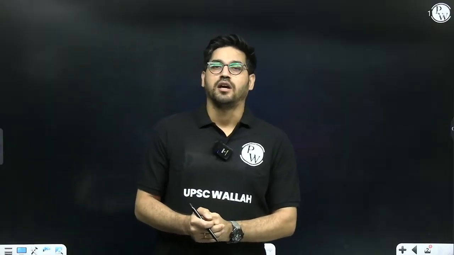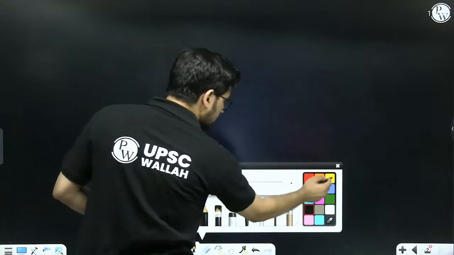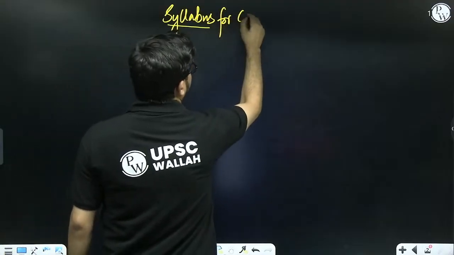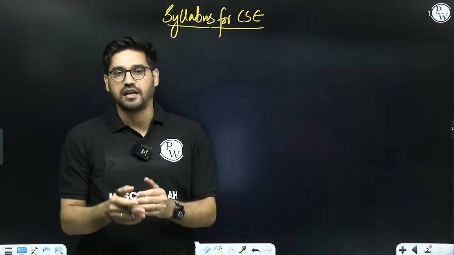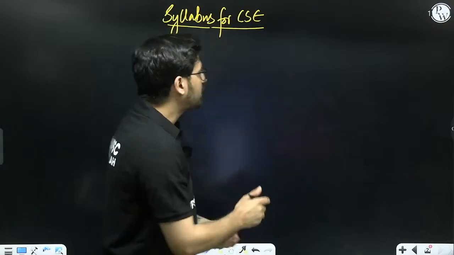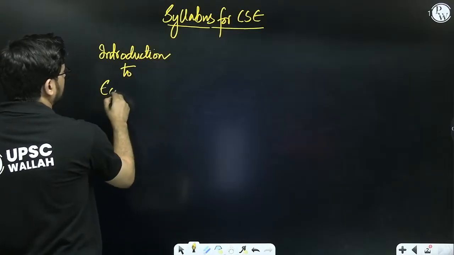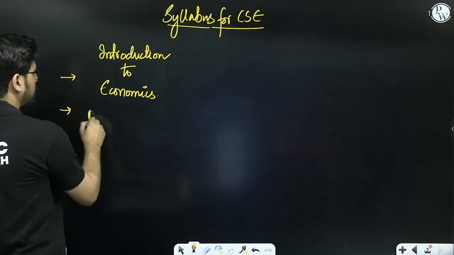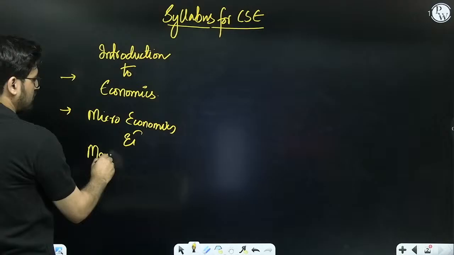All right. So we will start with the discussion on Indian economy. The objective of today's class would be to understand the syllabus for civil services examination. We'll understand the syllabus after I tell you a little bit about a certain topic, the introduction to economics. From the introduction to economics, I will discuss the basic types of economics, which is microeconomics and macroeconomics.